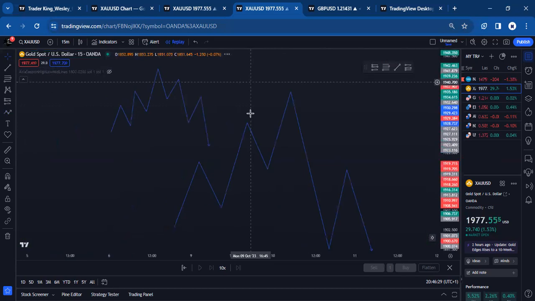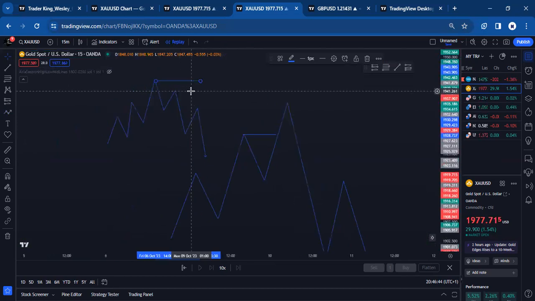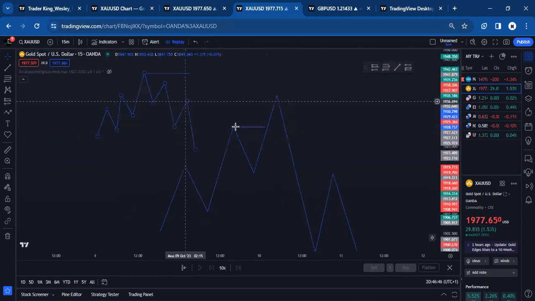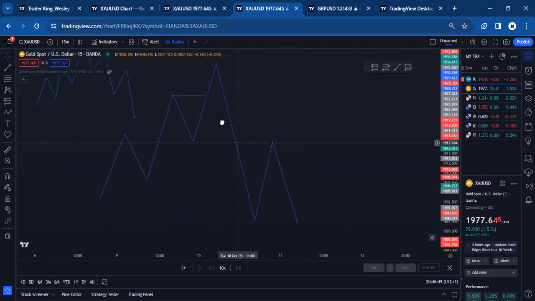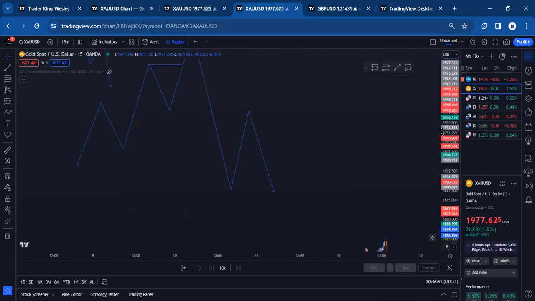Now the difference right here is that in this particular example, the previous high was taken out here. In this example, the previous high was taken out, all right? But then in this example, the previous high was not taken out. Instead, we had a shift in market structure. So any one could occur.